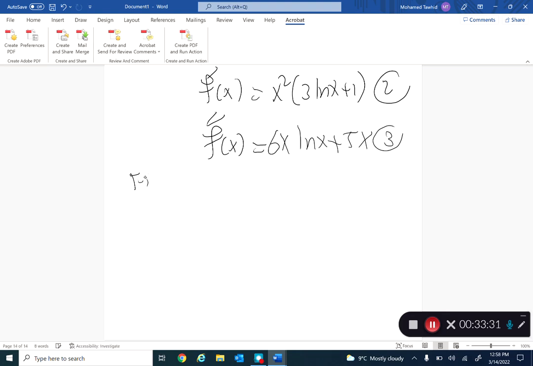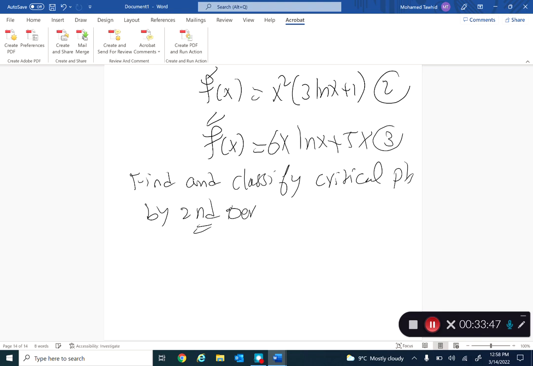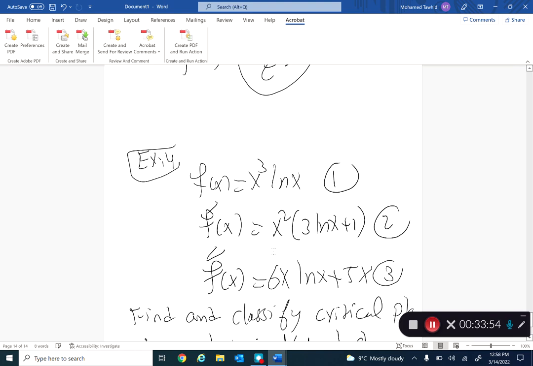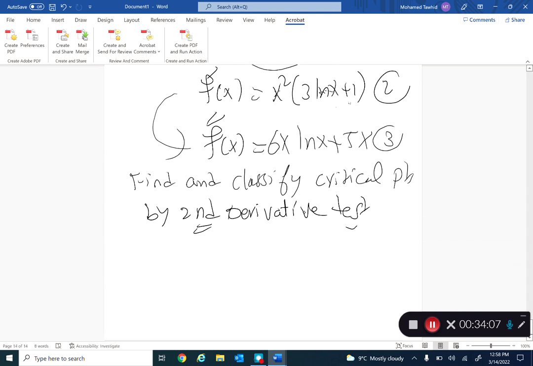So here I need to find and classify the critical point, whatever critical point you have, by the second derivative test. Okay, guys, so let us do that. Look at what you have: x cubed multiplied by ln x. That is the product rule. Apply the product rule, simplify, and you get this. When I take the second derivative, that's the product rule again. You have to apply the product rule twice in order to get this one. Okay, so now I need to find the domain first.